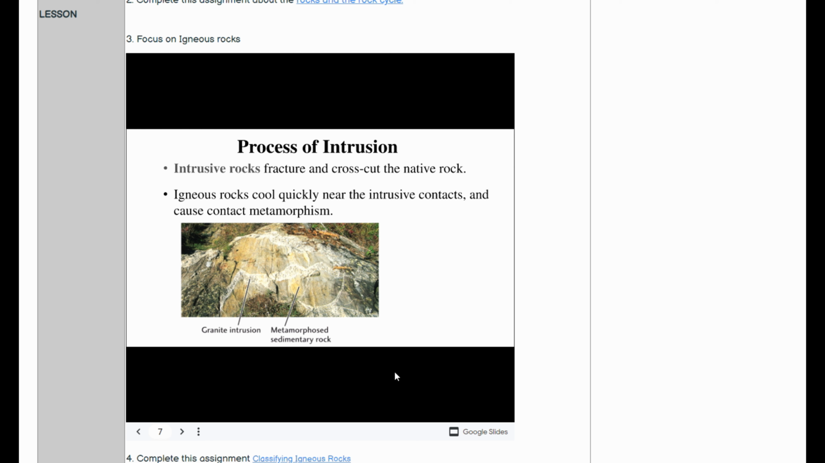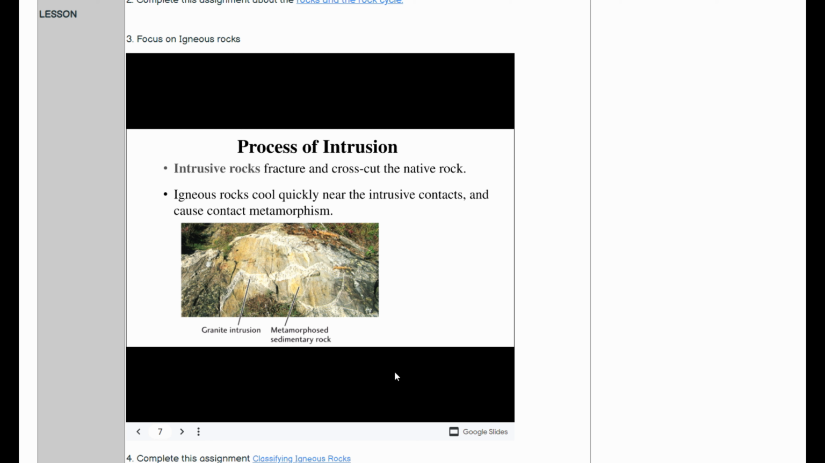Okay. So, intrusive rocks cool very quickly. They fracture and crosscut a native rock. So native rock means the rock that's usually in that area. Intrusive rock comes from some type of magma moving into the space. So it's going to invade that space.